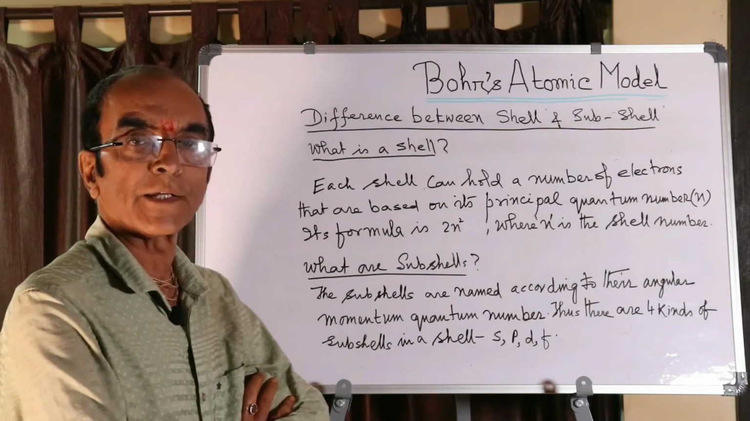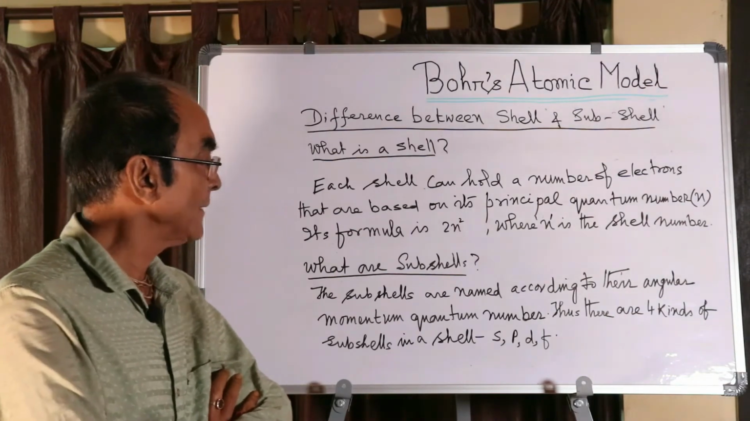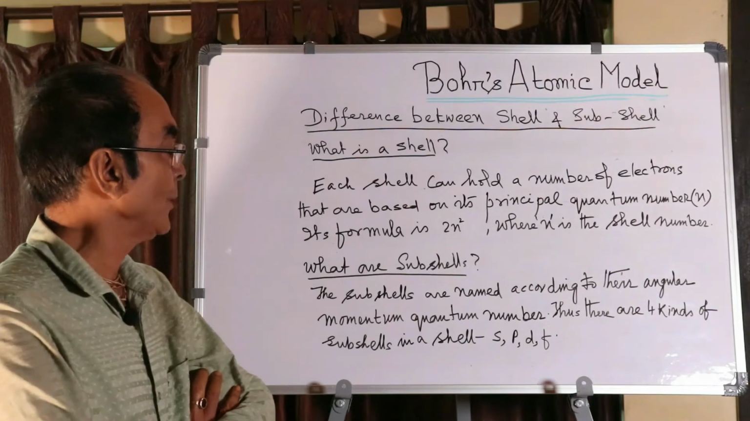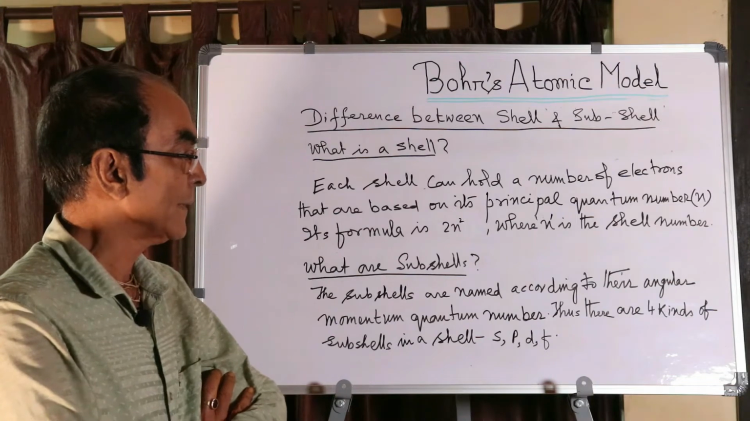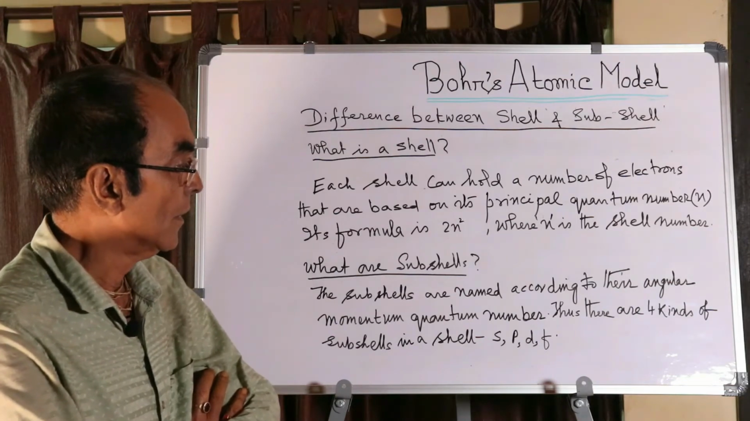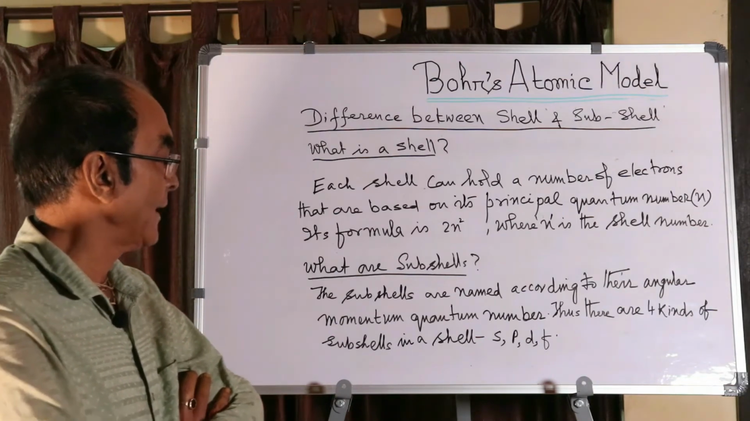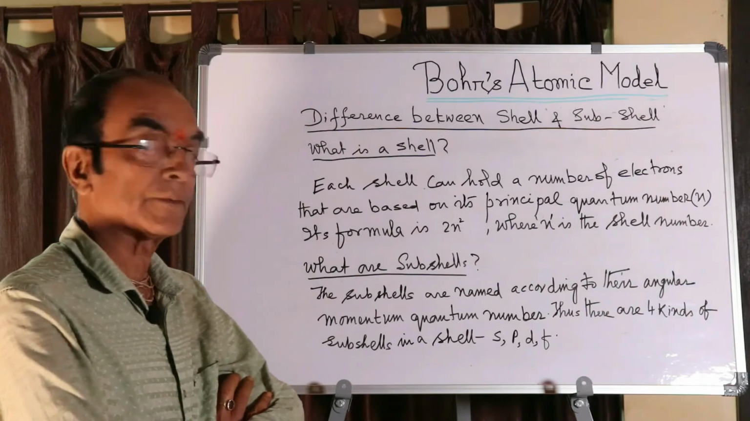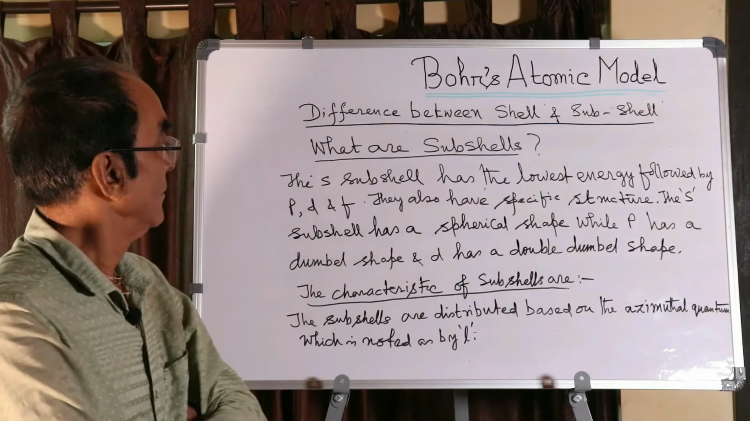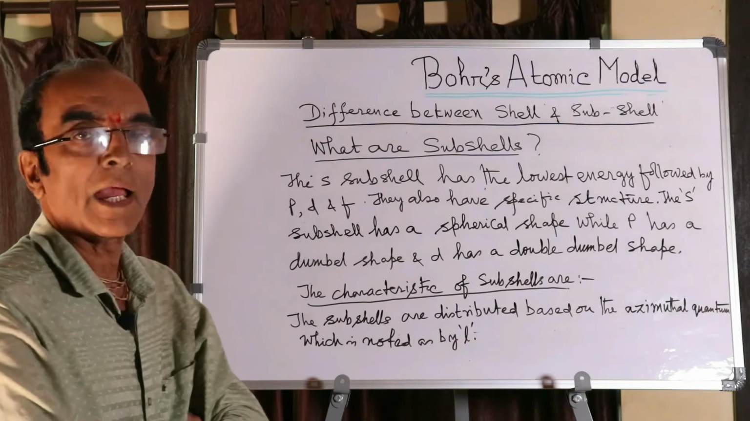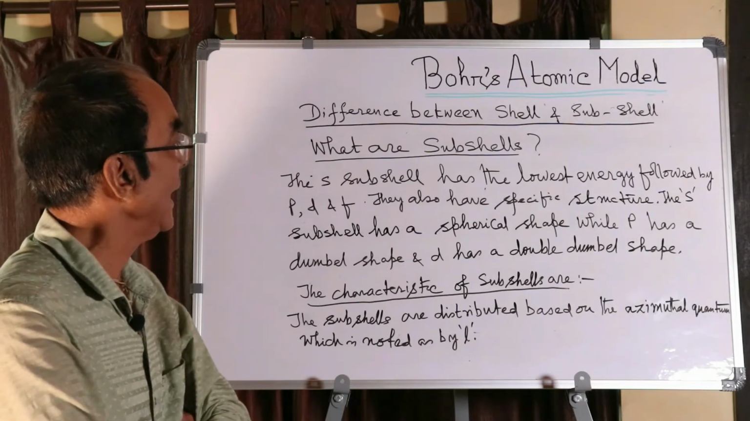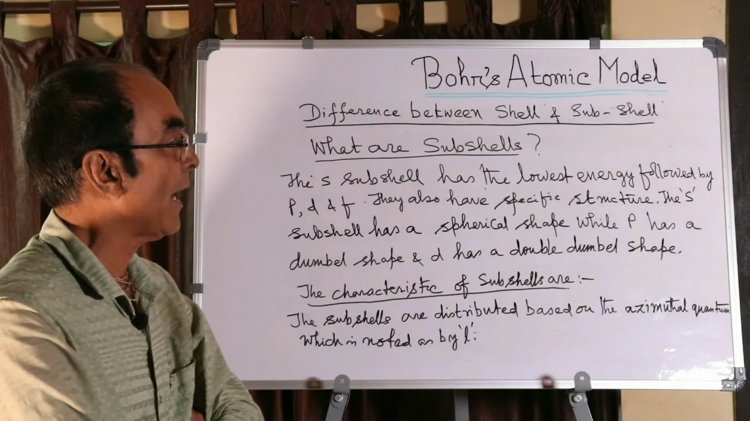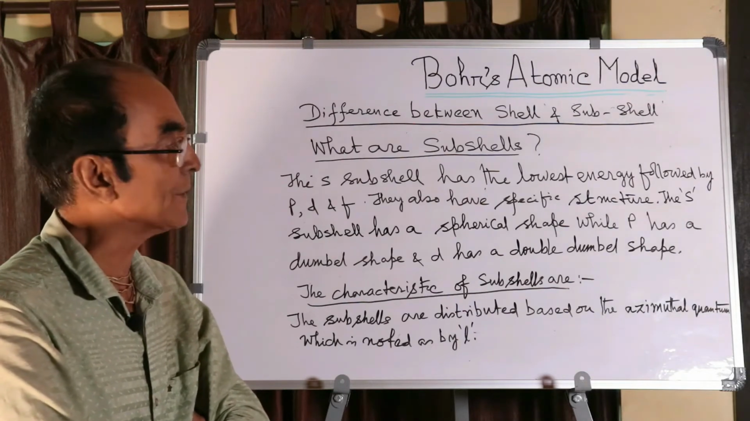What are subshells? Subshells are named according to their angular momentum quantum number. Thus, there are 4 kinds of subshells in a shell: s, p, d, f. The s subshell has the lowest energy, followed by p, d, f. They also have specific structure.